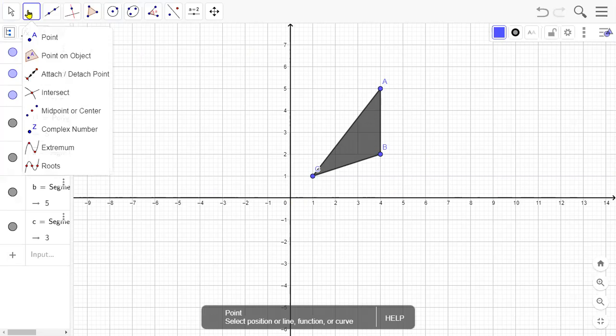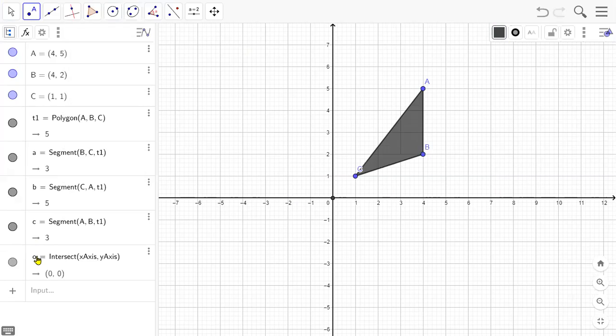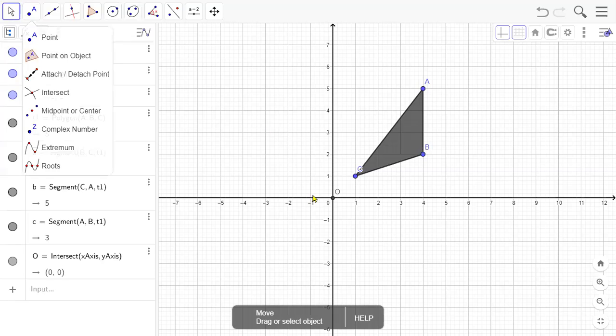Let me mark the point origin by taking the alphabet O. Let me give the alphabet O to represent the origin, and let me show its label. This is the center of the rotation. Origin is here, the center of the rotation. The angle given is 90 degrees, and the rotation direction is anti-clockwise.